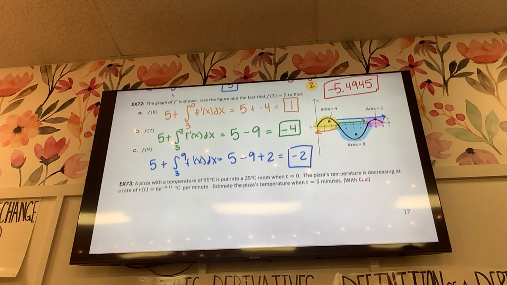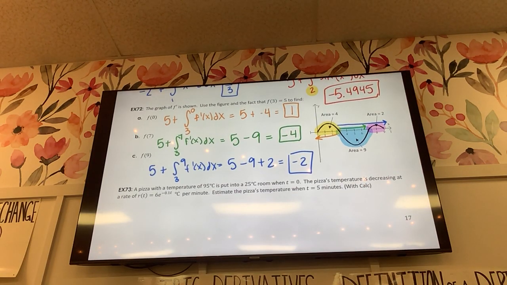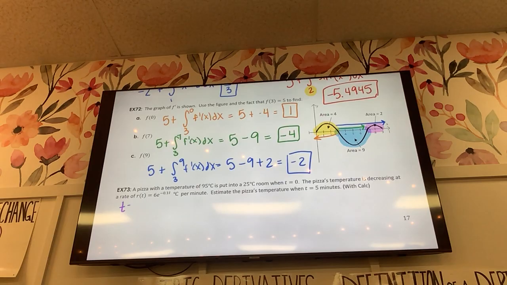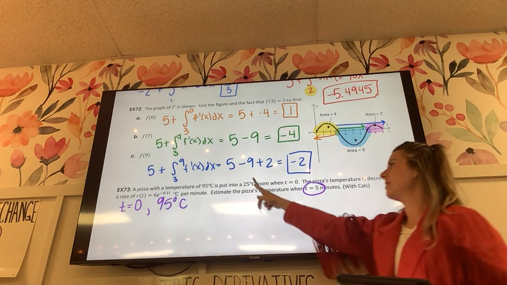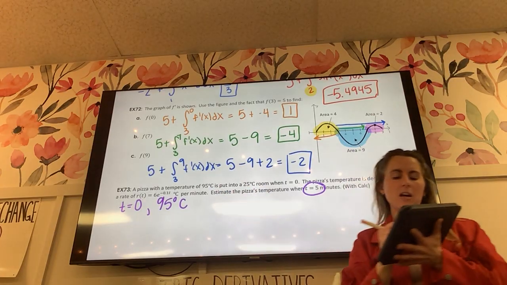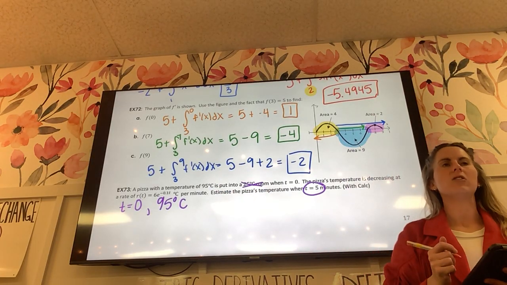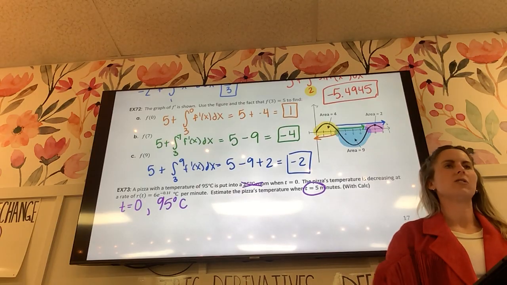All right, so what is my initial condition? That's what I want to figure out. T equals 0. And what is the temperature at 0? 95. Because what am I concerned about? The pizza's temperature or the room's temperature? The pizza's. This is the room temperature, this is the pizza. So I don't actually care about the room temp. That's extra information. It might be used in like part B or C or something like that.